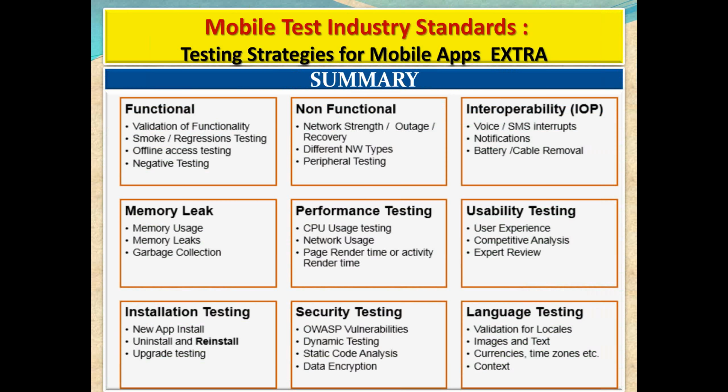Of course, guys, with our mobile devices it's all about interoperability. It's where we are performing the interruption tests. And there's much more in here, right? It's not only notifications and battery and cable removal. There are alarm clocks in there, and updates from other applications, and so on. Again, memory leak is part of the security testing. Performance testing, pretty much, again, automation.